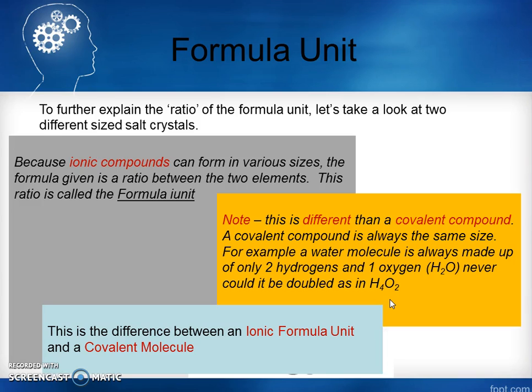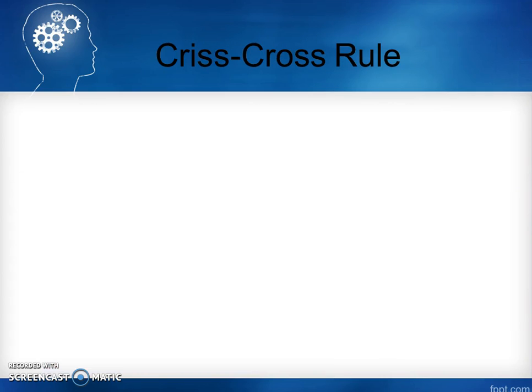So I'm going to end the discussion on that now, and we're going to go back to creating ionic compounds using the crisscross rule. Crisscross rule. So what we're going to do now is we're going to take aluminum and fluorine and we're going to combine these into a formula unit. So how we do this is to follow these easy steps.